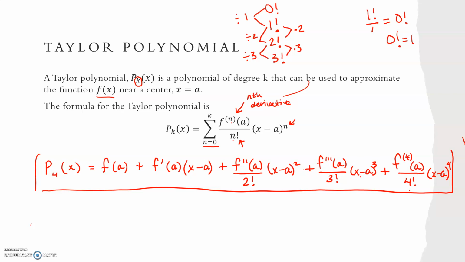All right, so this polynomial is going to have the same value of the function at a, because if I plug in a here, these all go away, so it's going to have the exact same value of the function at a. It's going to have the same first derivative as the function at a. It's going to have the same second derivative, third derivative, and 4th derivative as the function at a. It doesn't necessarily have the same 5th derivative because our polynomial stopped at 4.